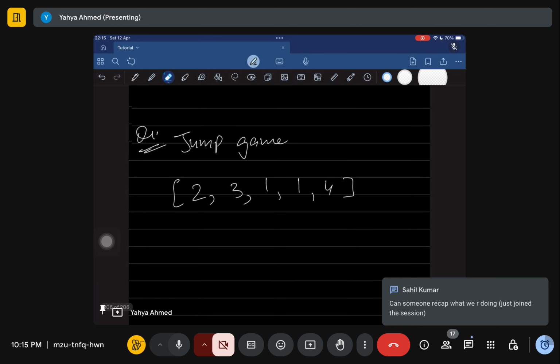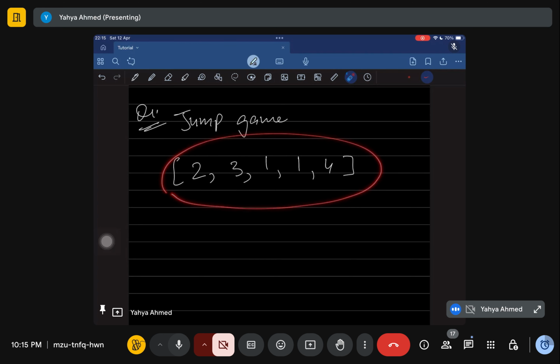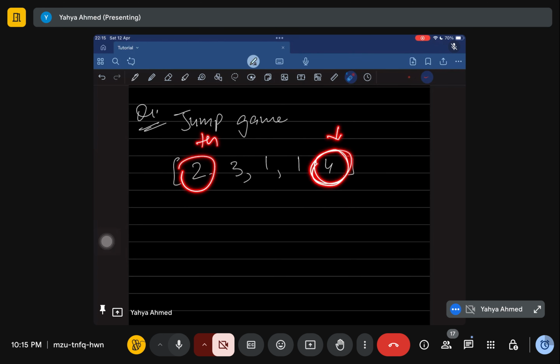Can someone recap what we are doing just so far? What we're doing is something called a jump game. This is a DP problem. The idea of the jump game is you have an array of positive integers. You are standing at the 0th integer and you would like to get to the last. You are starting at the 0th index and you'd like to get to the last index.